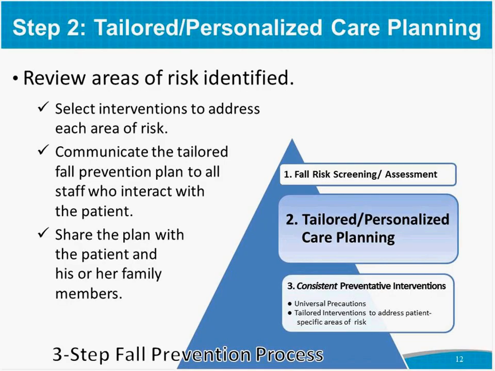A second step is tailored personalized care planning. So once we finish our assessment, we review the areas of risk that are identified. We select interventions to address each area of risk. And then we need to communicate the tailored fall prevention plan to all the staff who interact with the patient. We also need to share the plan with the patient and his or her family members. And so it's not enough to just develop a plan, but we want to make sure that it's communicated.